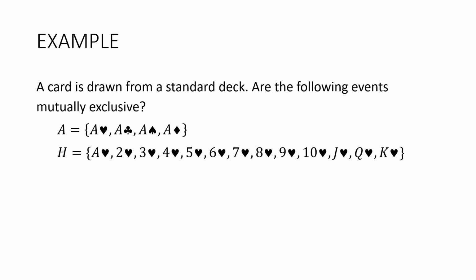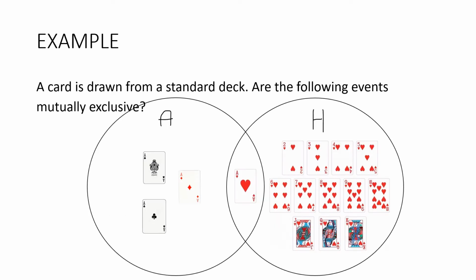Let's look at an example. A card is drawn from a standard deck. Are the following events mutually exclusive? So we've got 2 sets. We've got the set A, which contains all of the aces, and the set H, which contains all of the hearts. Are there any common elements? There are, aren't there? There's just the one, but the ace of hearts appears in both sets. So the events are not mutually exclusive. In fact, if we drew them as a Venn diagram, this is what we'd have. Here's our aces here. Here's our hearts. There's our common element there, the ace of hearts.